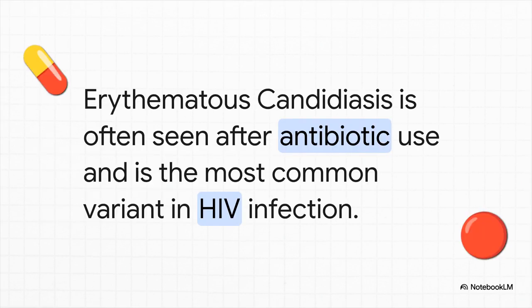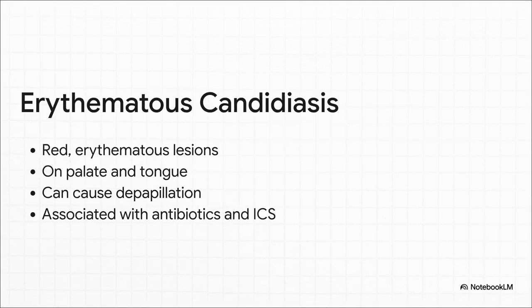But it doesn't always present as those classic white plaques, right? Let's look at another form, erythematous candidiasis. You'll often see this one pop up after a course of antibiotics, and it's also the most common type you'll find in patients with HIV. So instead of white patches, think red and raw. For the patient, this usually translates to a pretty significant burning sensation, which can make eating and drinking really miserable. That loss of the little bumps on the tongue, the papillae, can be another striking visual clue to look out for.